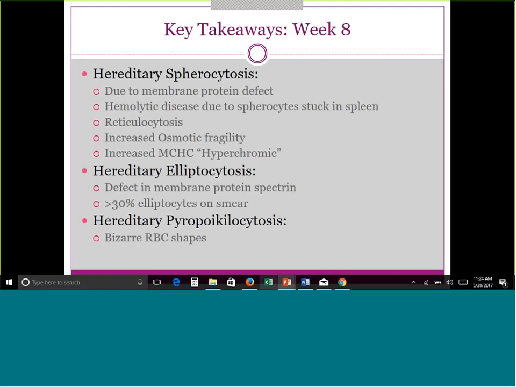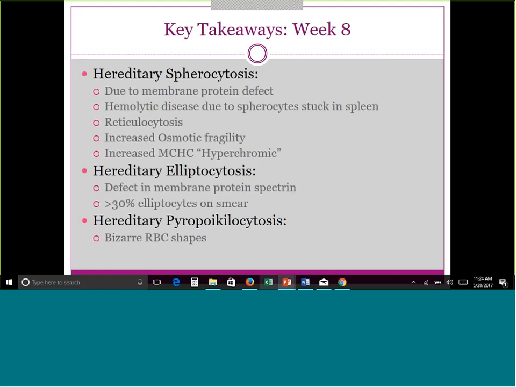And then on your red cell indices, this is the only time we really see a high MCHC, what we term hyperchromic, even though people don't like to use that word, because it's representing how much hemoglobin concentration is on the inside compared to the cell size. So those are key signs of hereditary spherocytosis.